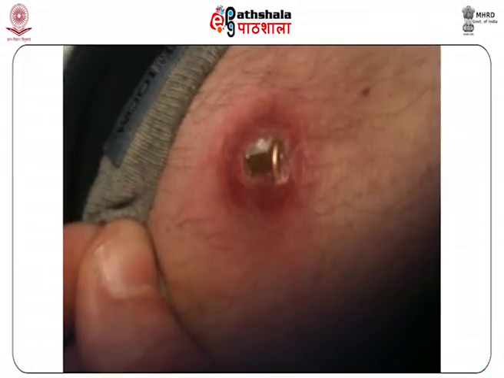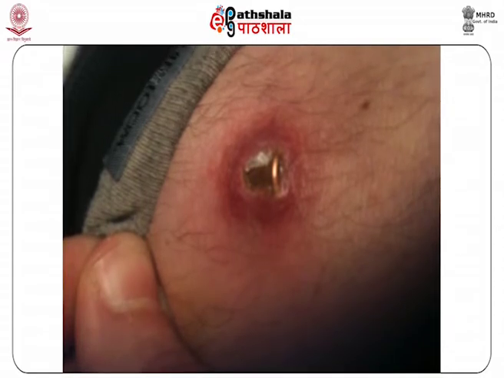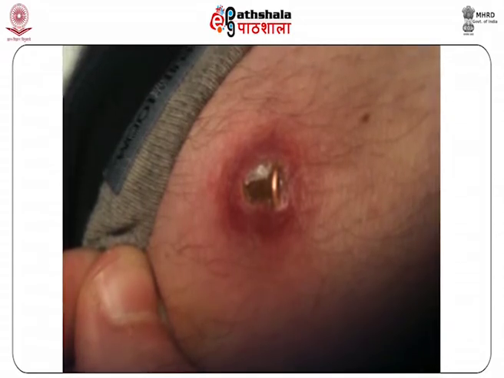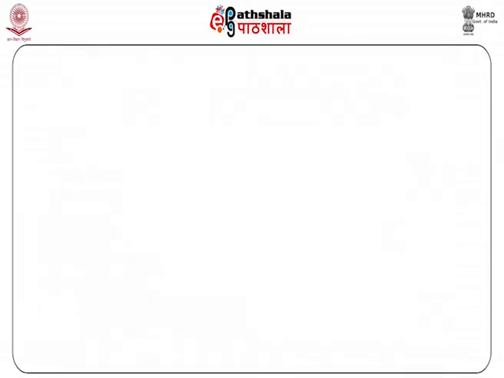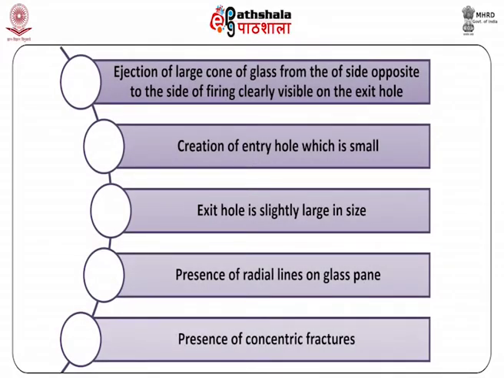Experiments with .22 rifle show clearly all important actions of firing, which are: number 1, ejection of a large cone of glass from the side opposite to the side of firing, clearly visible on the exit hole. Number 2, creation of an entry hole which is small. Number 3, exit hole is slightly larger in size. Number 4, presence of radial lines on the glass pane. Number 5, presence of concentric fractures.